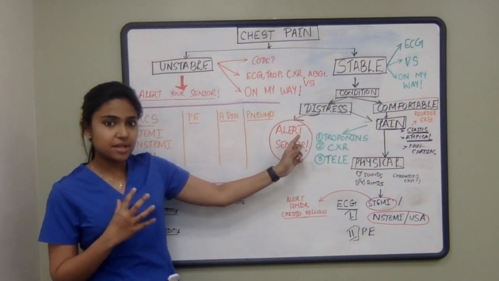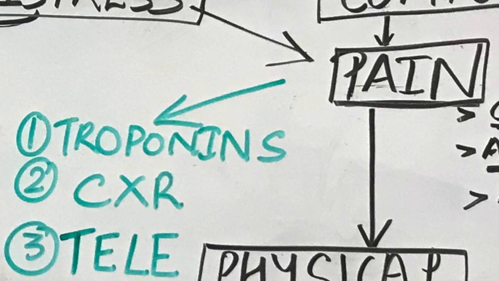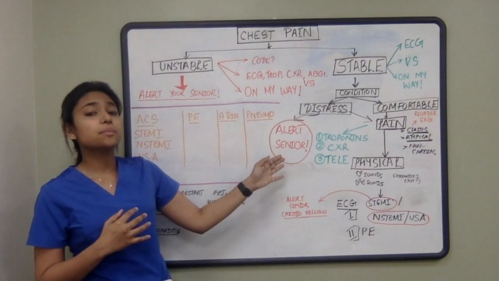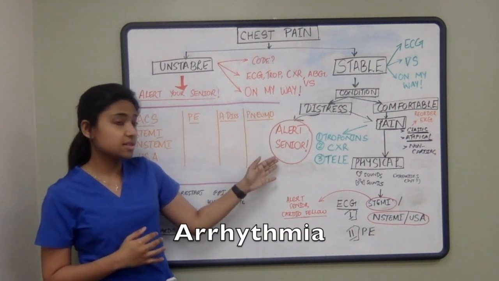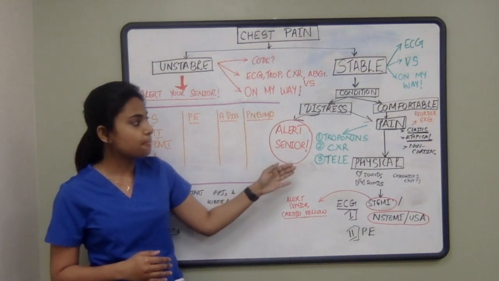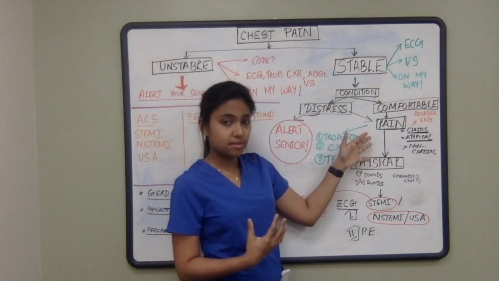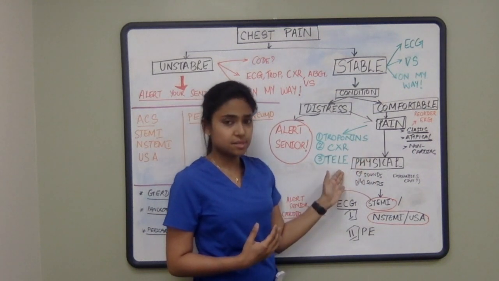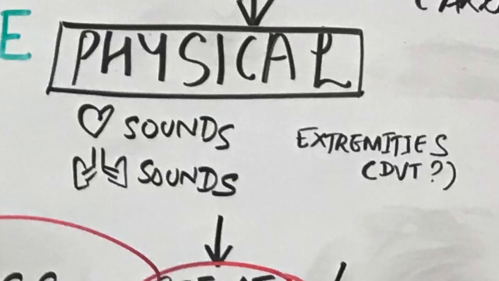Now, if you suspect it to be highly cardiac, in that case, order troponins, a chest X-ray, and attach the patient to a telemonitor, because one of the main causes of mortality in an ACS is arrhythmias. You don't want that to happen. Now, while getting a description of the pain, you are doing a physical at the same time. The things you want to look for are the heart sounds, the breath sounds, and the extremities.